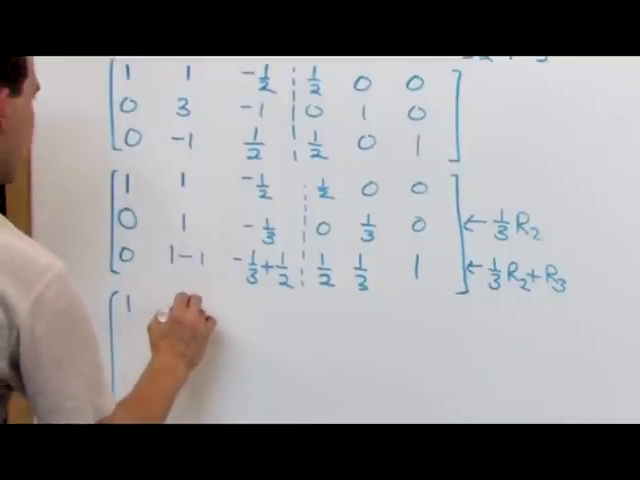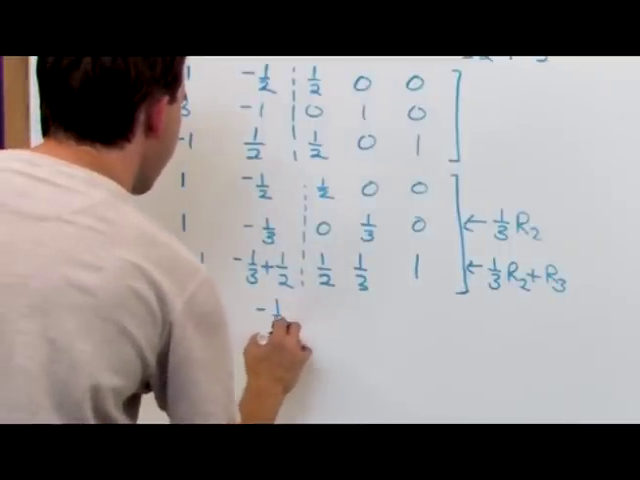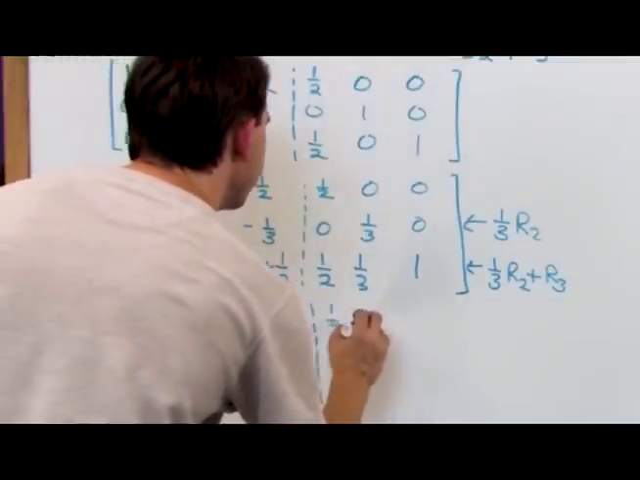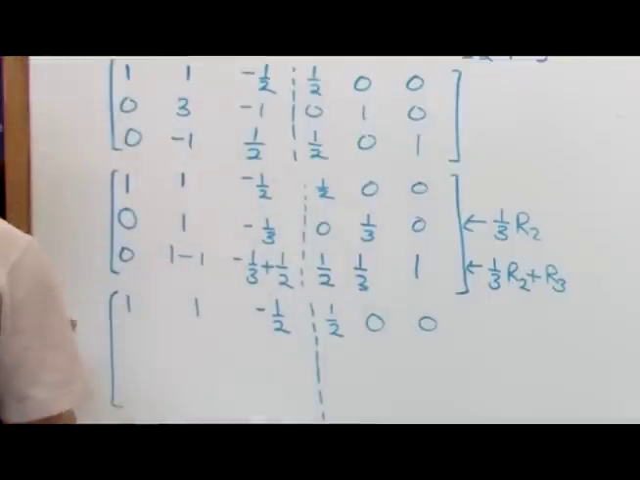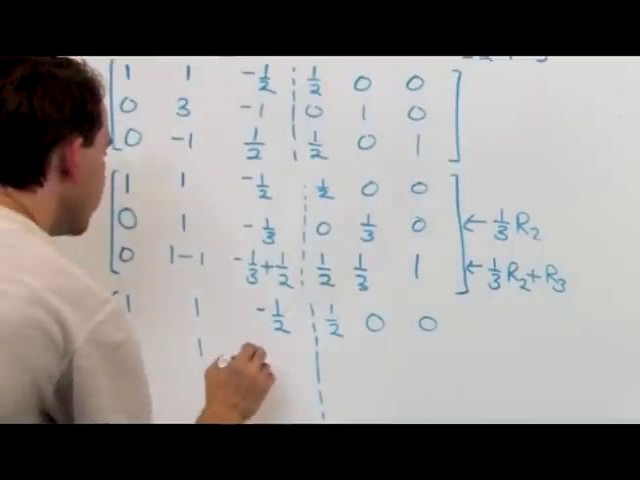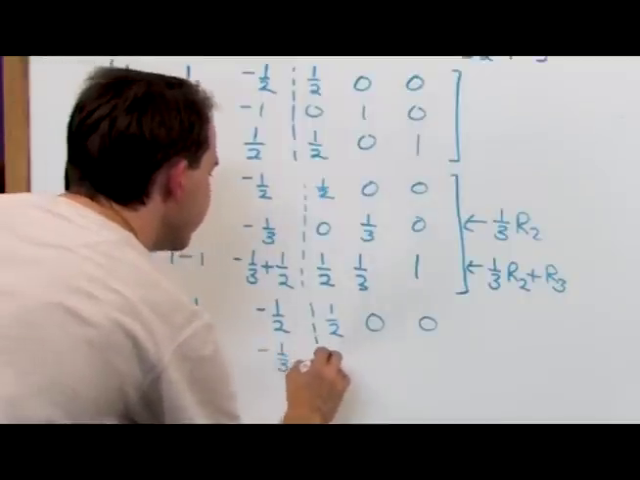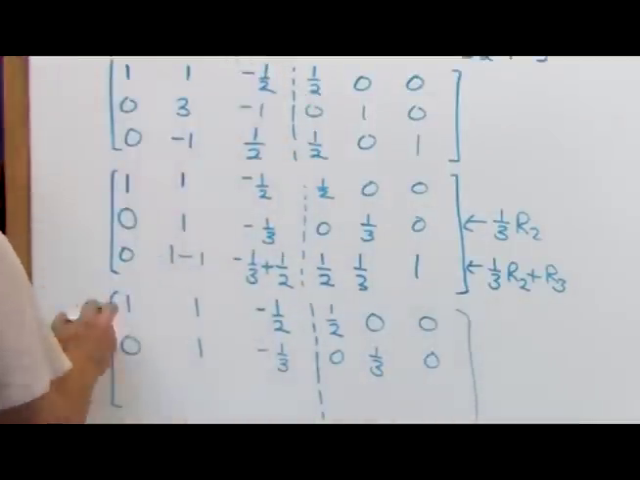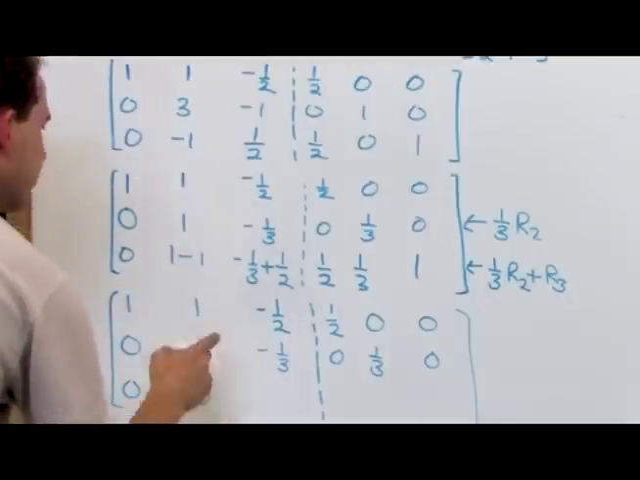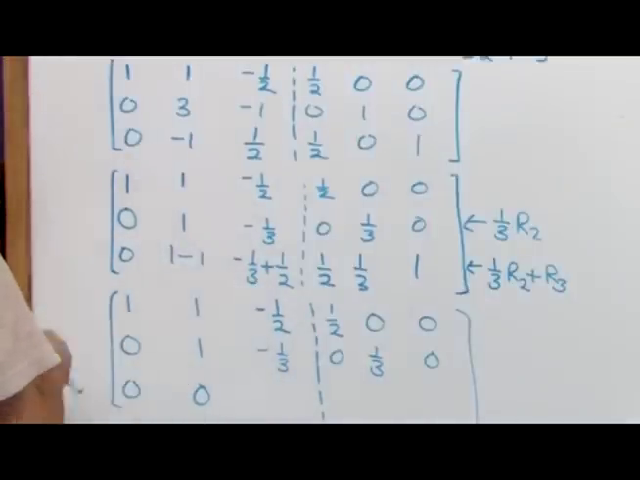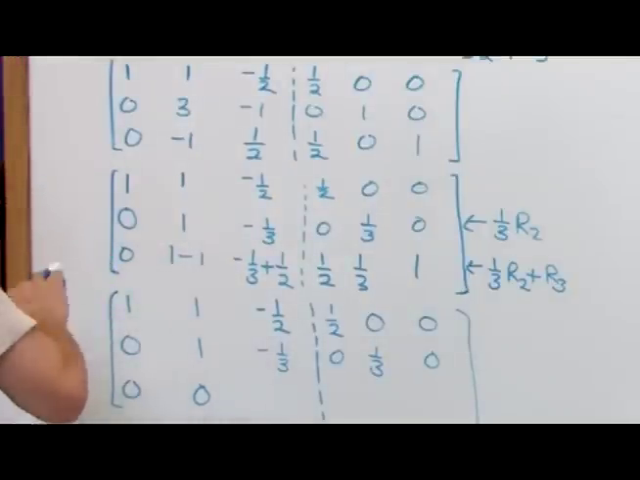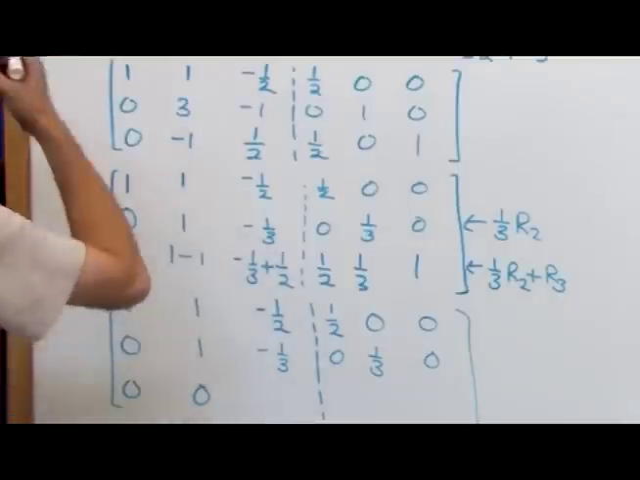We have 1, 1, negative 1/2, augmented. On the right, we have 1/2, 0, 0. Over here, we have 0, 1, negative 1/3, 0, 1/3, 0. Over here, let's do our subtractions. 1 minus 1 is 0. This, you have to think about. Negative 1/3 plus 1/2. And you really need to go off in the margin and figure that out when you do your fractions. It's just going to be a little bit easier for you.